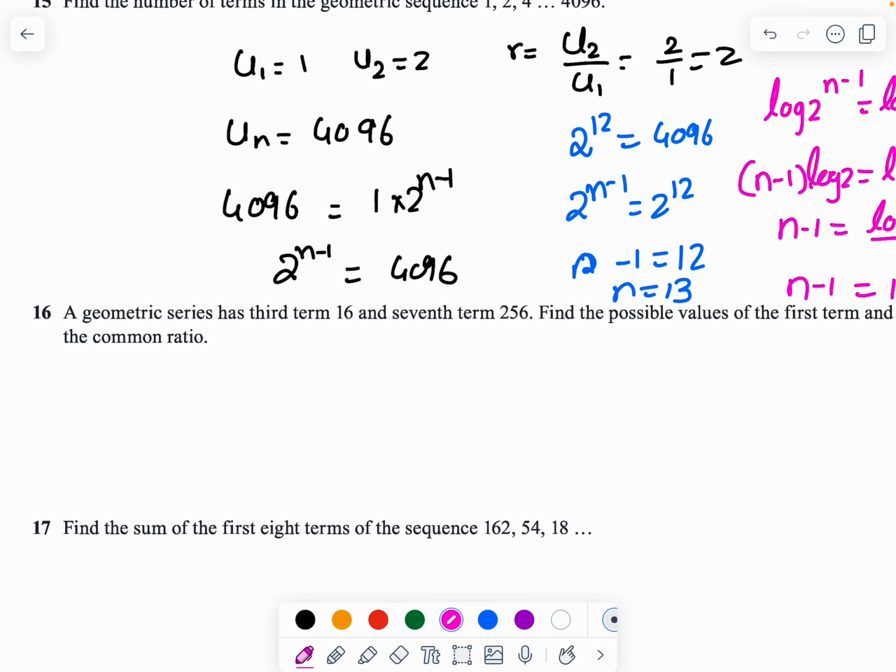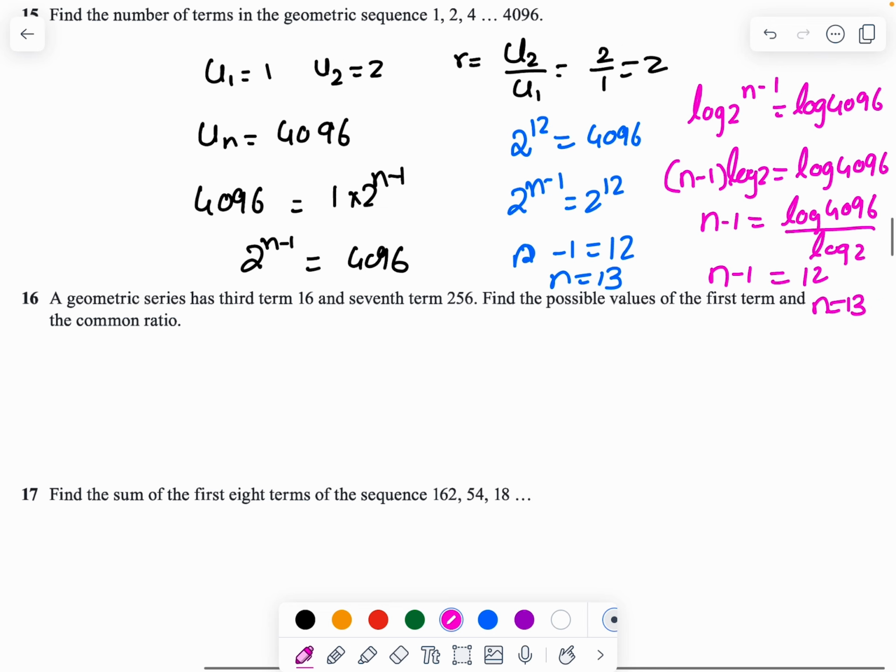Question number 16. So coming to question number 16, a geometric sequence has a third term 16 and the seventh term 256. So the third term u3 equals to 16 and the seventh term equals to 256. Find the possible values of the first term and the common ratio.